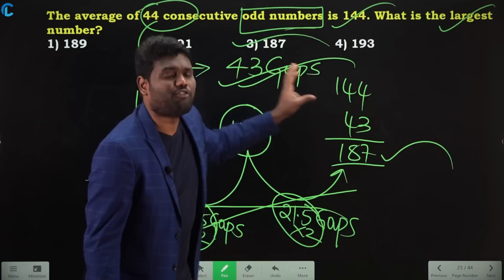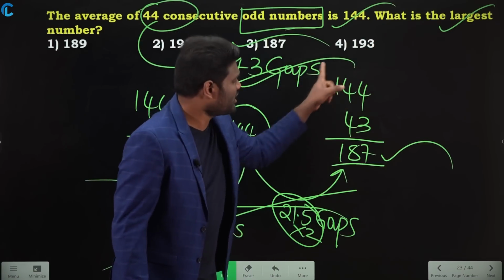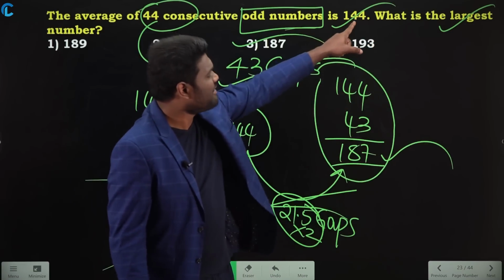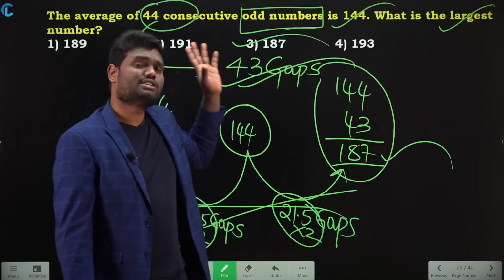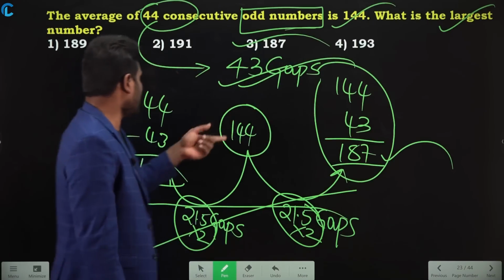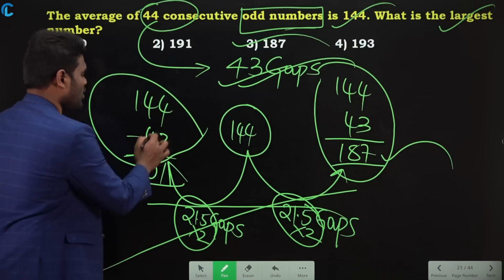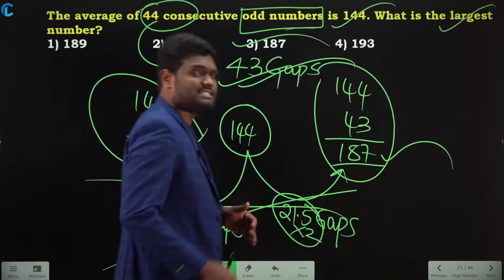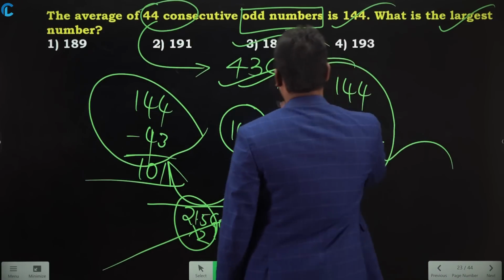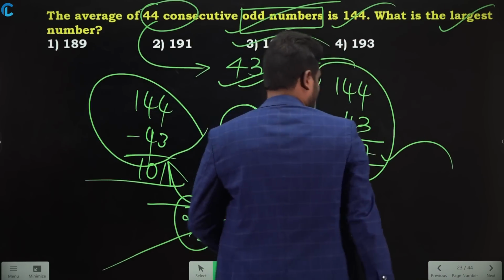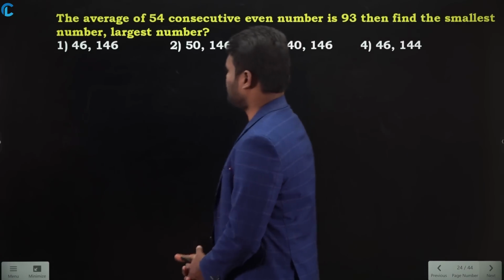I have added 43 to find the largest number. Look here, for this average, I have added 43. If they ask us for the lowest number, I need to subtract that 43. That's it. Okay. If you follow this, you can get the answer much faster. And you need to apply this only when the questions are about consecutive odd numbers or consecutive even numbers.